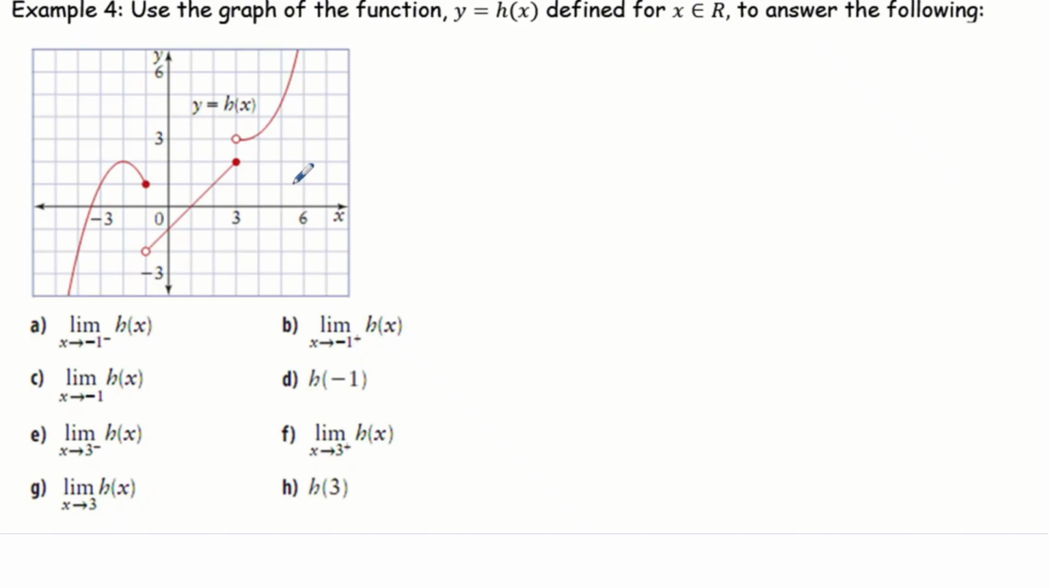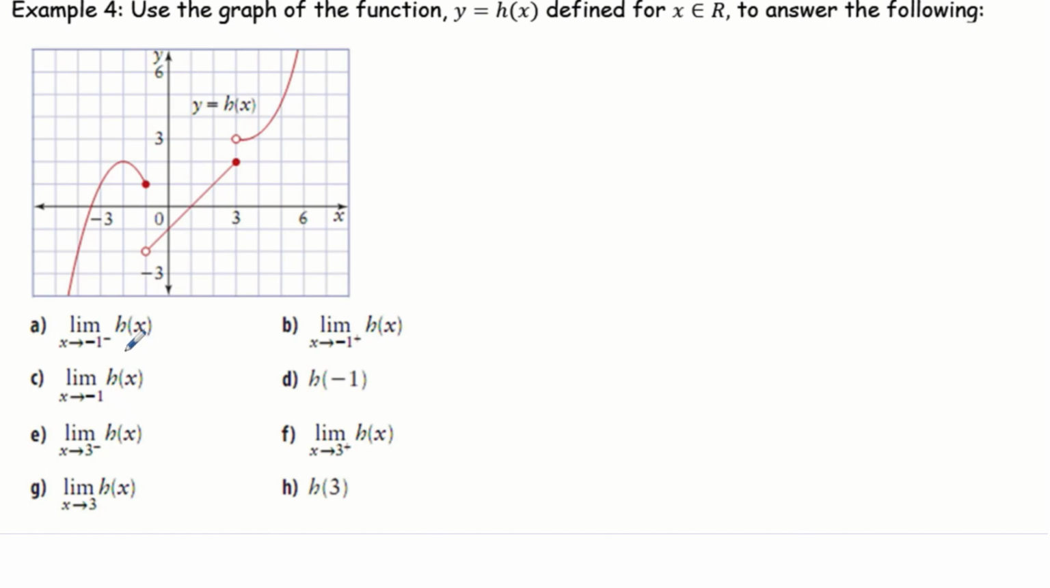Our next example is a graph that is given. This is a piecewise function. We call this a piecewise function because in each interval it is a different expression for that function. So this is y equals h of x. X belongs to all real numbers, so there are no restrictions for x. And we are going to just read all this from the graph.